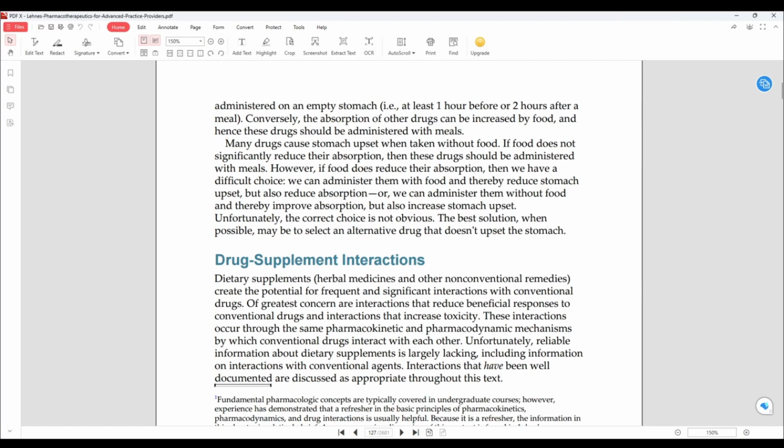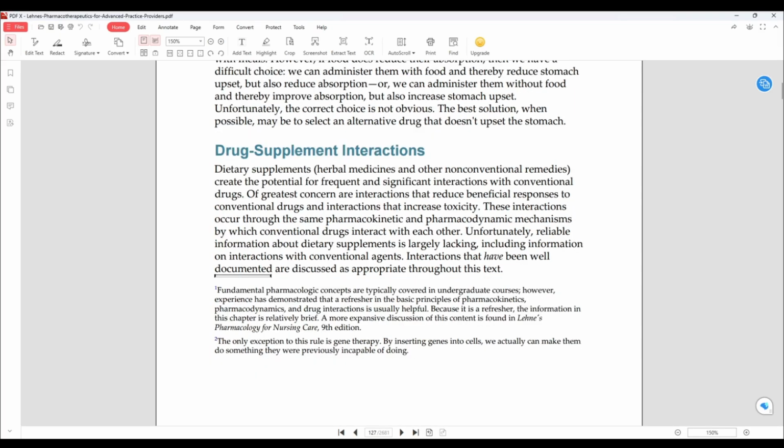However, if food does reduce their absorption, then we have a difficult choice. We can administer them with food and thereby reduce stomach upset, but also reduce absorption. Or we can administer them without food and thereby improve absorption, but also increase stomach upset. Unfortunately, the correct choice is not obvious. The best solution, when possible, may be to select an alternative drug that doesn't provide the stomach upset.